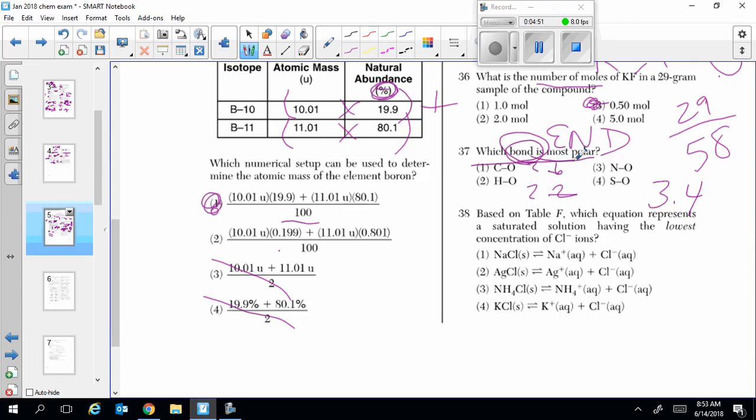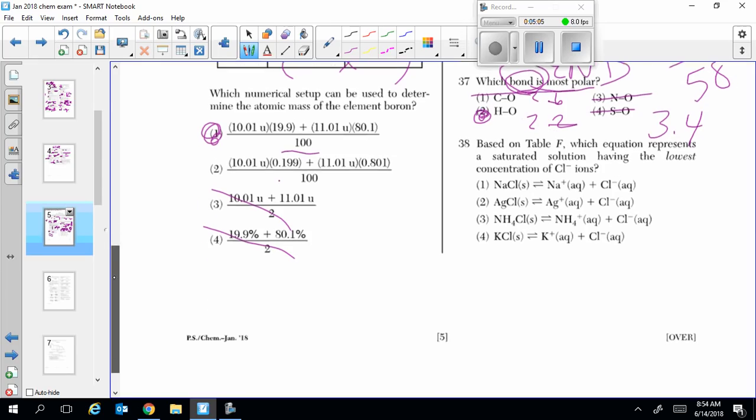Nitrogen is 3.0. Can't be that. And sulfur is 2.6. So my answer, the bond would be the most polar in the one that has the greatest electronegativity difference. That would be between H and O.